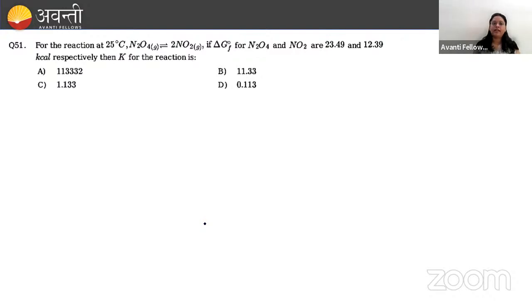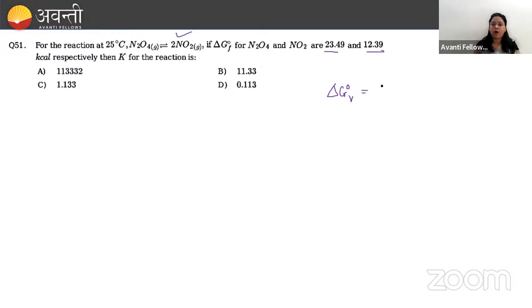So here delta G0 for formation of N2O4 and NO2 is given. How much is that? 23.49 and 12.39 kilocalories respectively. Then what is K for the reaction? Here we need to calculate the K for a given reaction. So how are we going to calculate this? First of all, we need to calculate the delta G0 for the reaction, for this given change which is occurring in this given reaction.